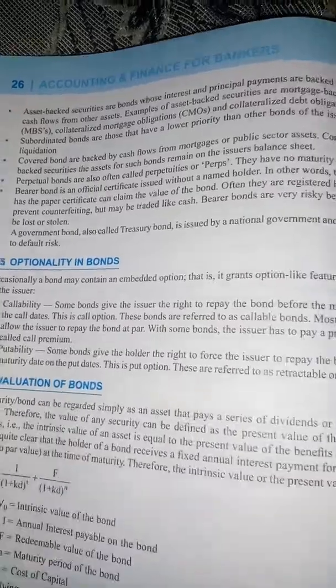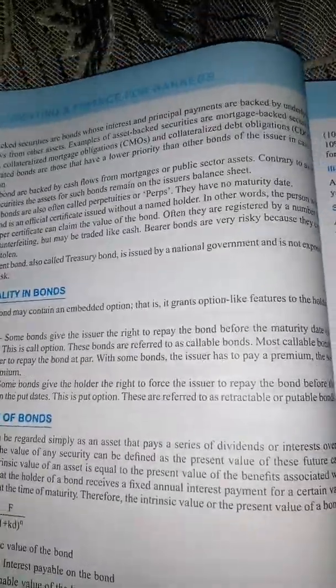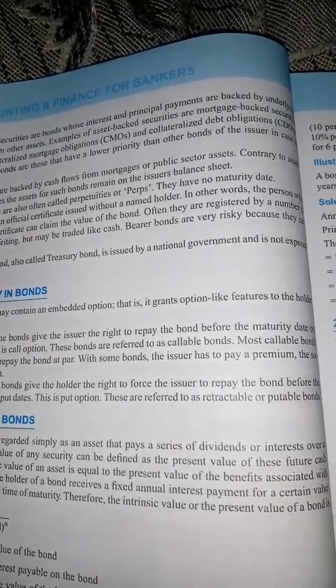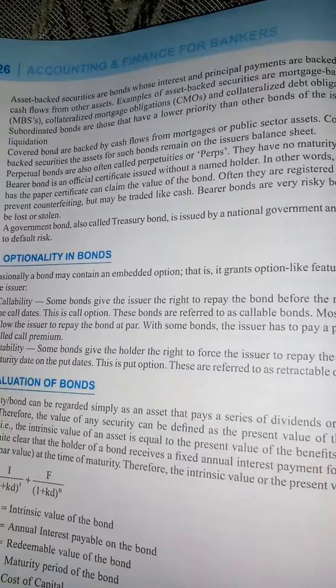Perpetual bonds are also often called perpetuities or perps. They have no maturity date.